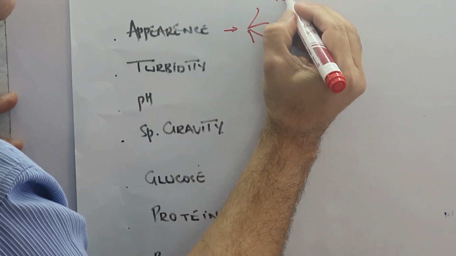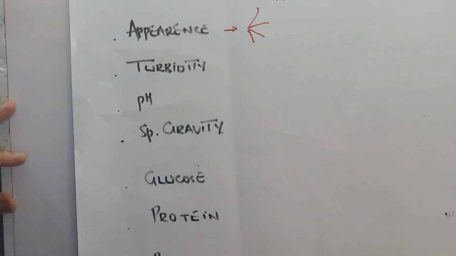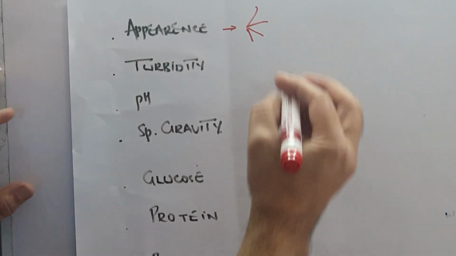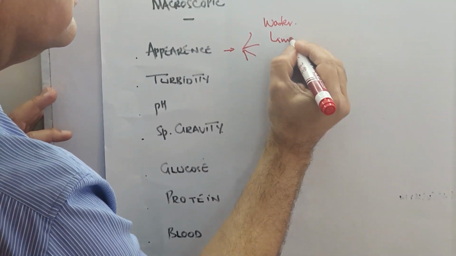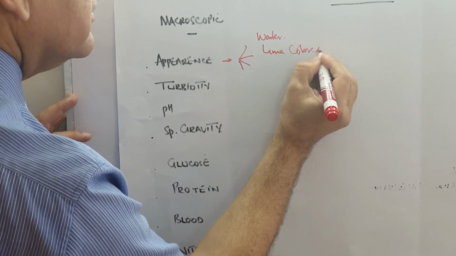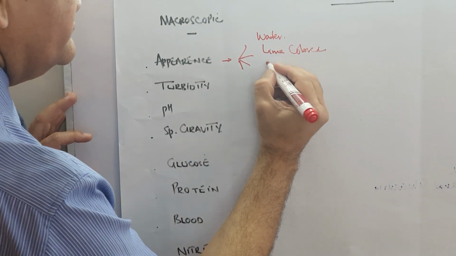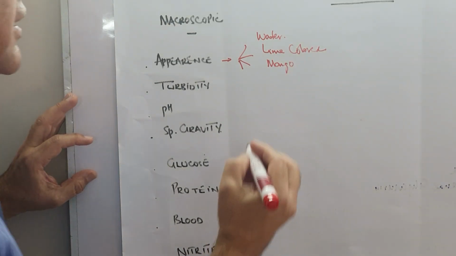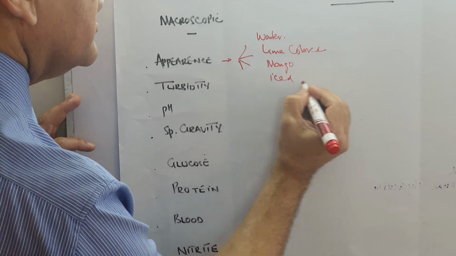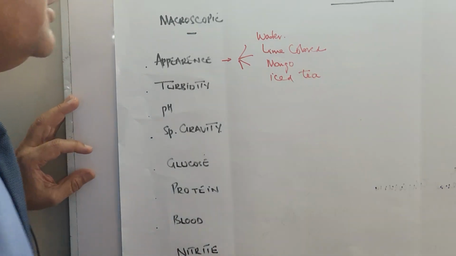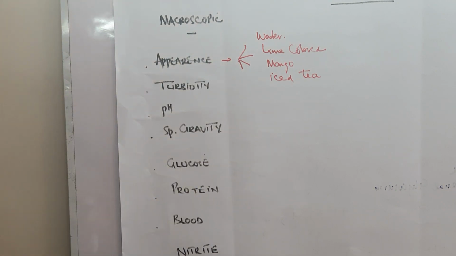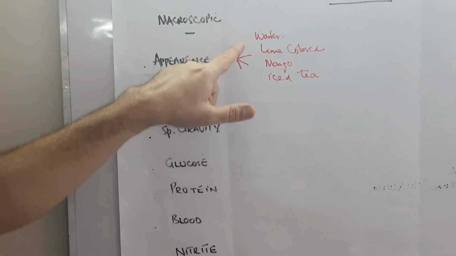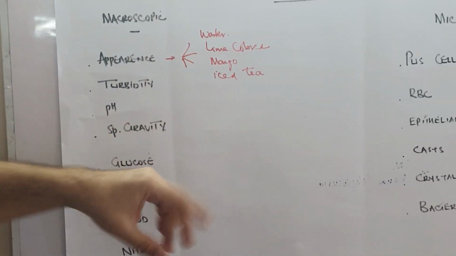One of them is what we call as urine like water. In other words, the urine is colorless. The second one is lime colored. The third one is easy to remember, mango colored urine. And the last one is going to be iced tea colored urine. So these are the four normal urine colors. Water and iced tea means that these are on the extreme ends of the normal variation.